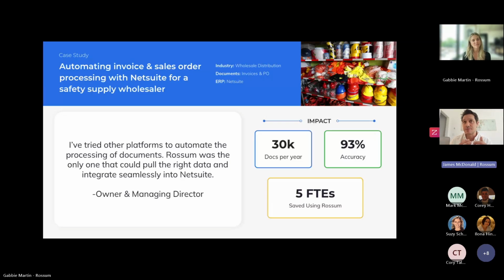What they ultimately ended up deciding to do was implement an IDP solution. Thankfully, that was Rossum on our end. And what they found was not only were they saving time of processing their total volume, which was 30,000 documents per year, but their overall accuracy, or reducing the errors now that they've implemented automation from the beginning through the end, increased. They were no longer processing duplicate payments.